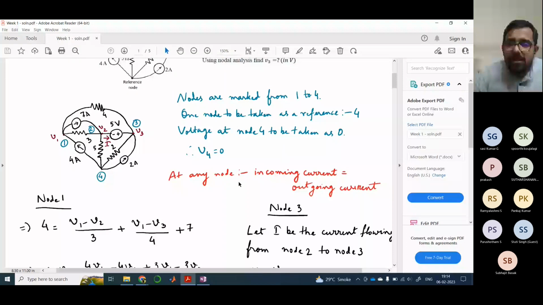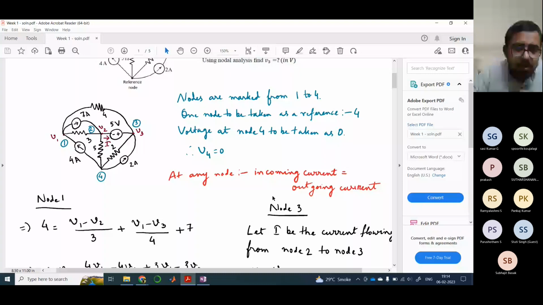So this is basically following the rule of KCL, Kirchhoff's current law, right? So this is nothing but KCL, which is being followed at every node. Keeping this in mind, we can start solving the problems. This basic formula would be followed at every node: incoming current would be equal to outgoing current.